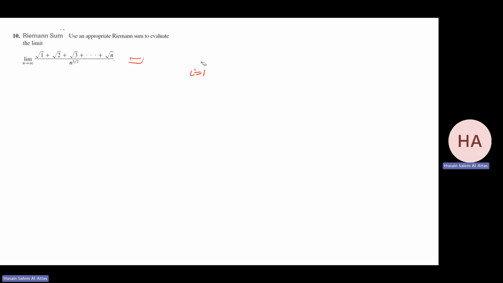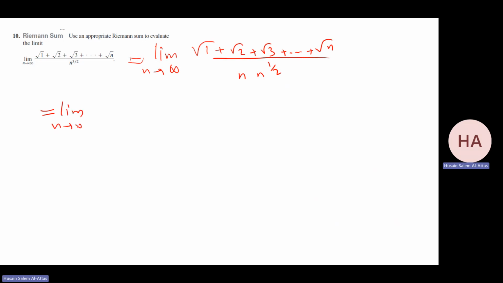Before I do this, I can rewrite it as limit n goes to infinity. I need 1 over n, so this is square root of 1. I need delta x, so this one I write as n to the power half. So that gives me limit n goes to infinity, 1 over n outside, square root of 1. That I can rewrite as square root 1 over n, square root 2 over n, plus square root n over n.